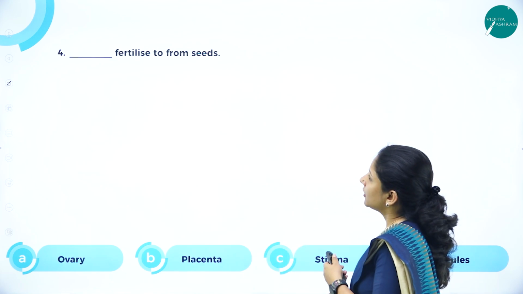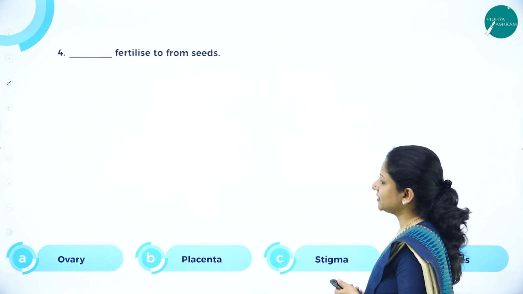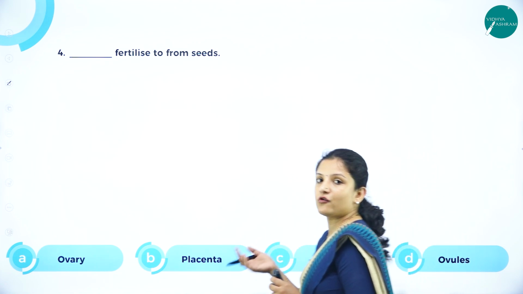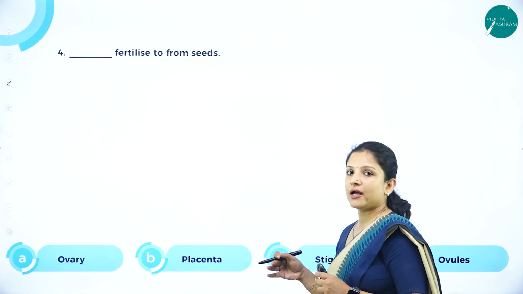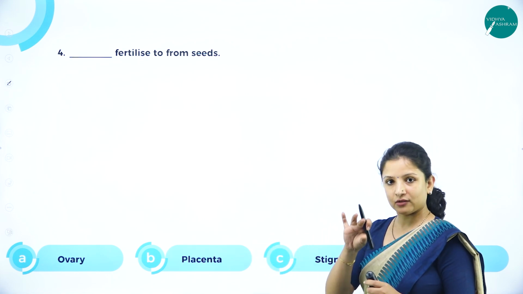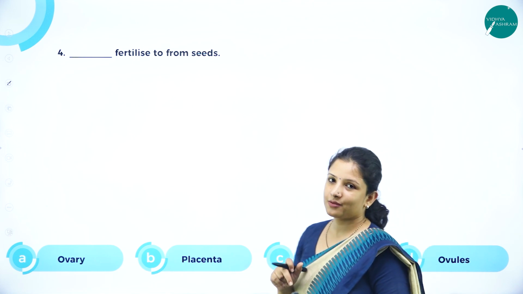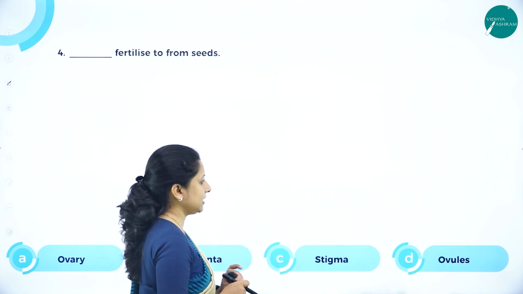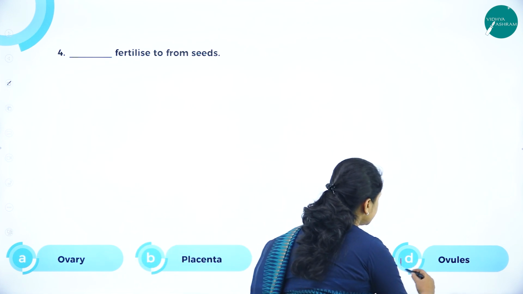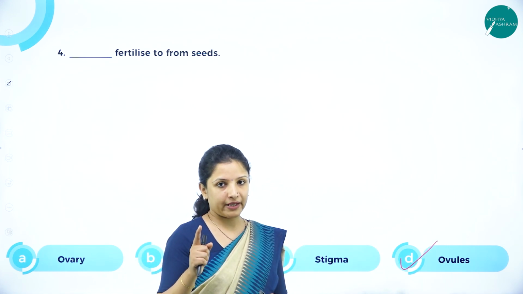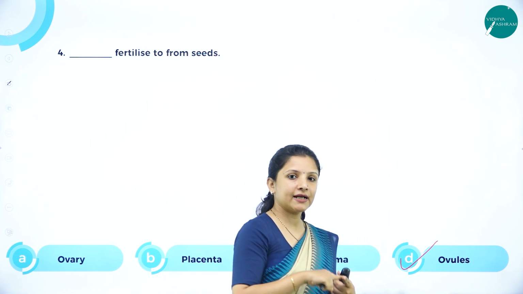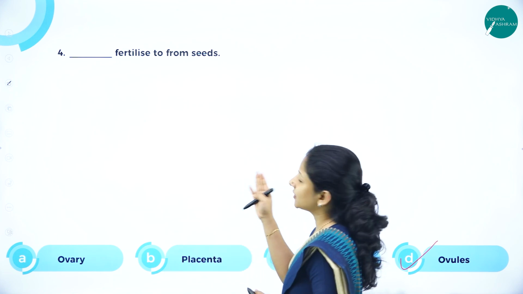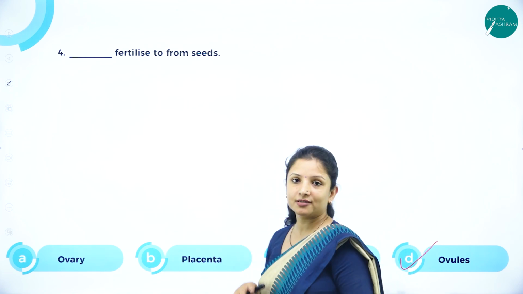Next question. Dash fertilize to form seeds. Ovary, no. Ovaries do not undergo fertilization. Ovaries directly form the fruit. Placenta, no. It is a connection between the ovary and the ovules. Stigma, no. Stigma just receives the pollen grain. It has nothing to do with the development of the seeds. It is the ovule. One of the male gametes in the pollen grain will fertilize the ovule to form the seed. So therefore, ovules fertilize to form the seeds. The right option here is option D.